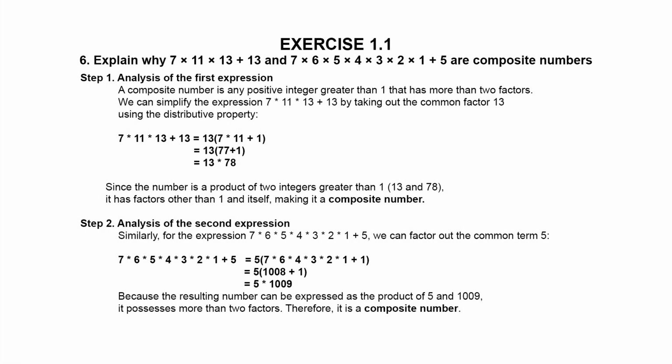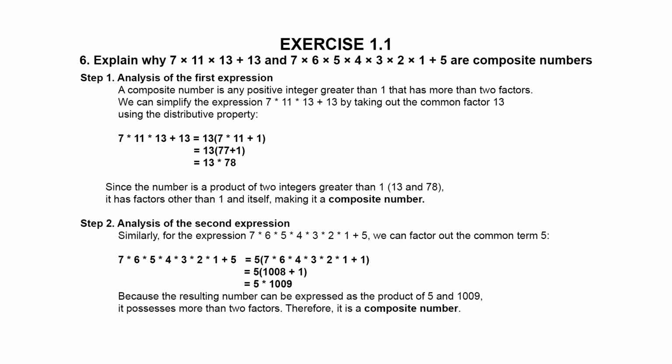Problem 6. Explain why 7 into 11 into 13 plus 13 and 7 into 6 into 5 into 4 into 3 into 2 into 1 plus 5 are composite numbers. Step 1. Analysis of the first expression. A composite number is any positive integer greater than 1 that has more than 2 factors.